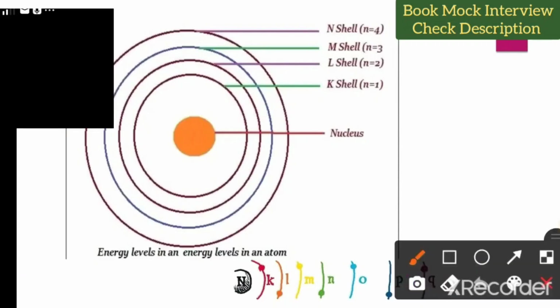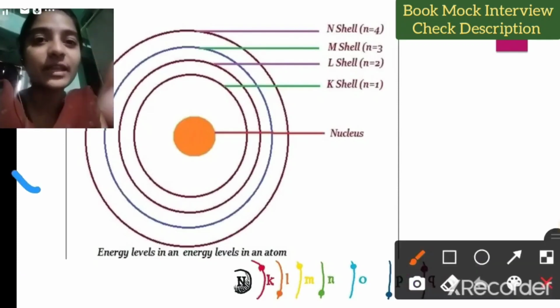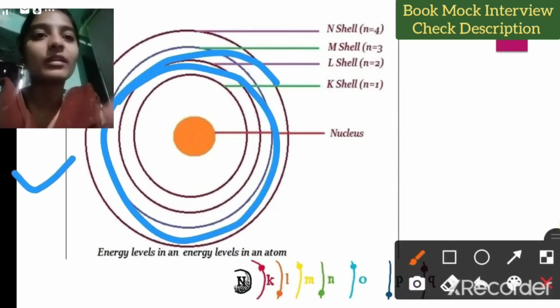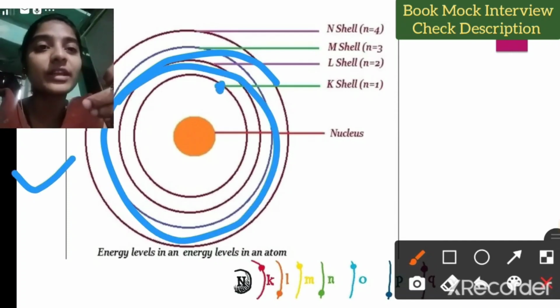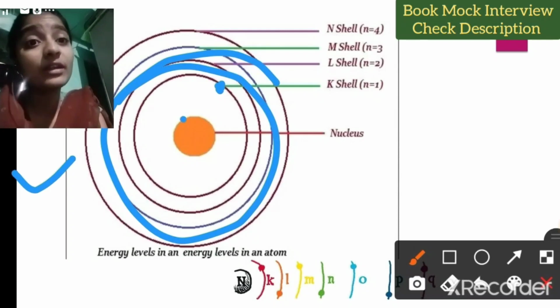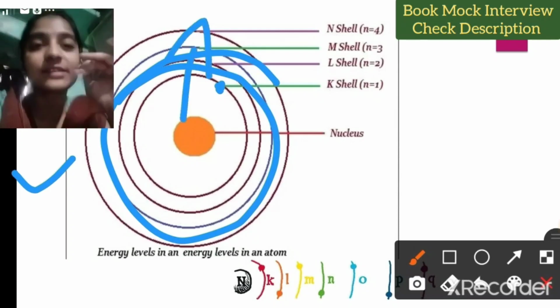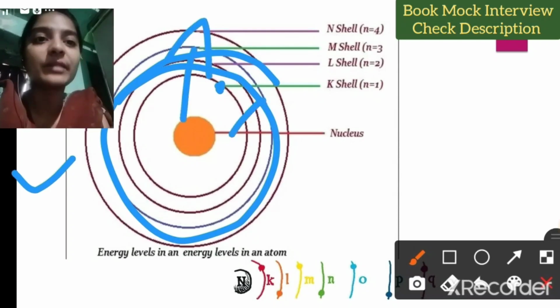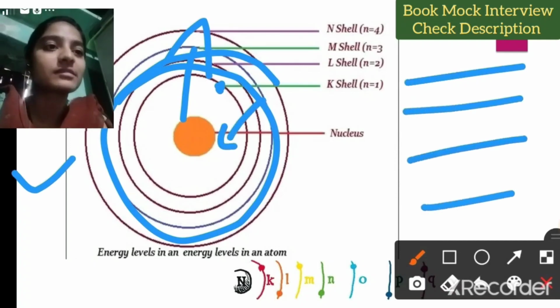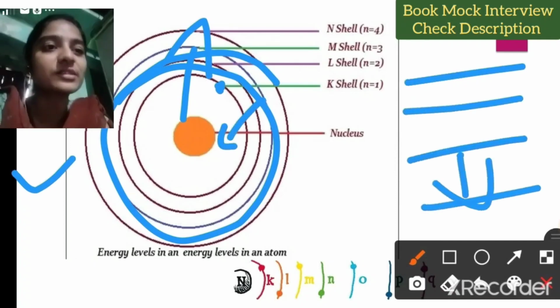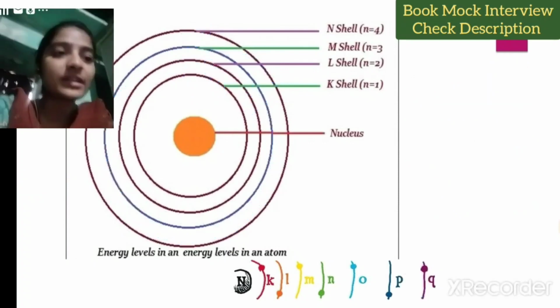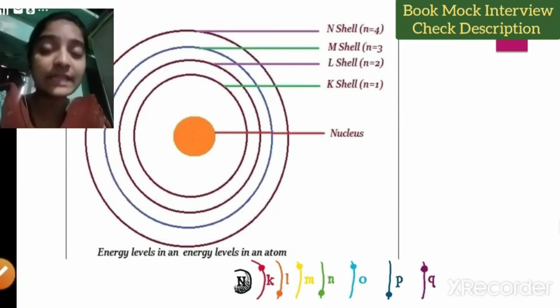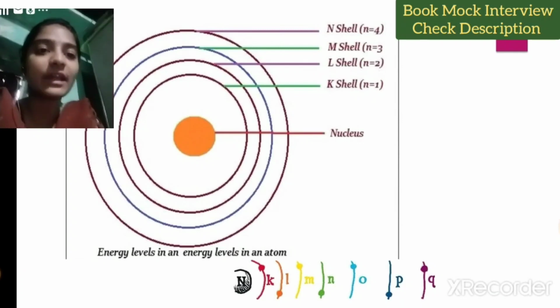Coming to the energy levels, these were explained by Bohr, in which electrons revolve. When the electron is nearer to the nucleus, it has less energy. When the electron jumps to a higher energy level, it has the maximum energy. When the electron jumps down, it has less energy. When it jumps to a higher level, it has more energy. The energy levels are also called shells. They are named K, L, M, N, O, P, Q.